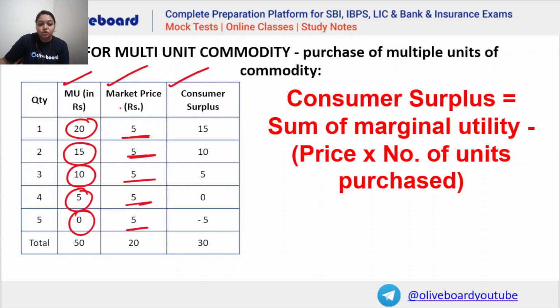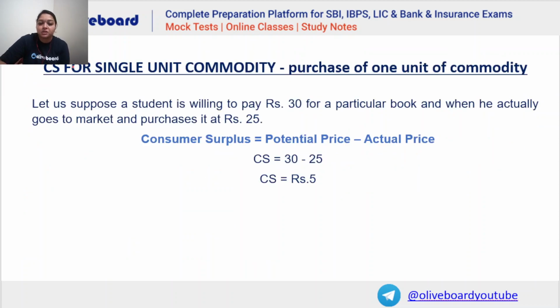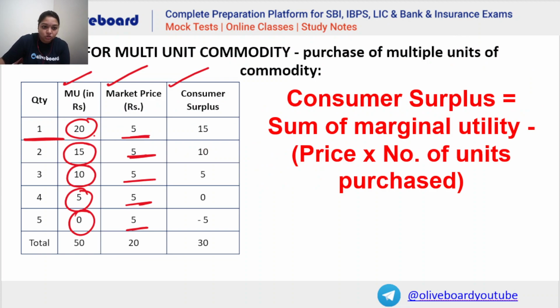So what is consumer surplus for 1 unit? We saw the formula. It is potential price minus actual price. So this is your potential price. That means you would pay even 20 rupees for that first Dairy Milk, instead of not eating it. So it is 20 minus 5, 15. Similarly, 15 minus 5, 10, 5, 0, minus 5. This is the way.